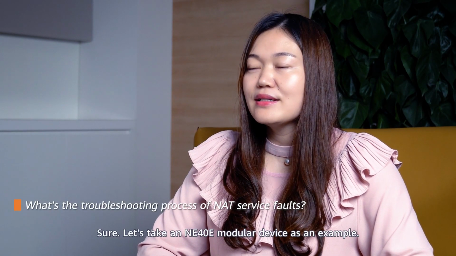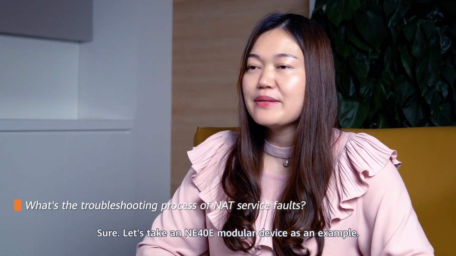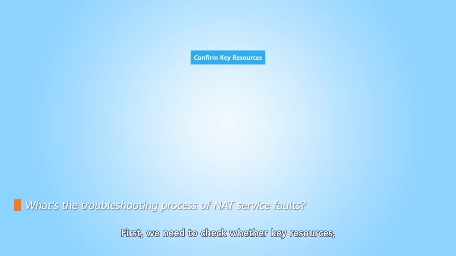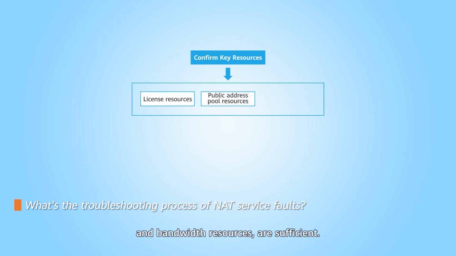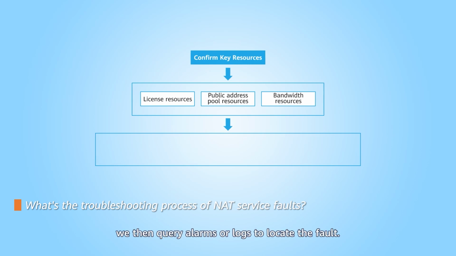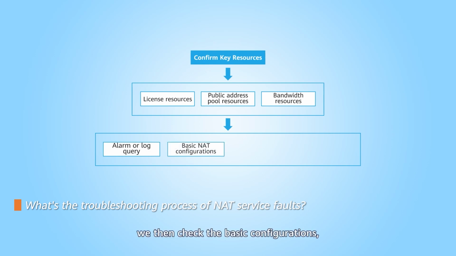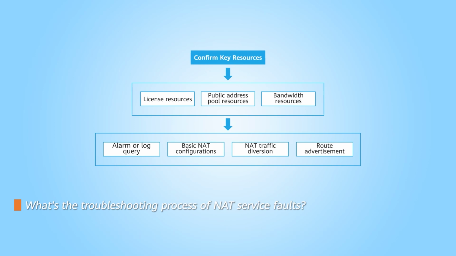Sure. Let's take an NE40E modular device as an example. First, we need to check whether key resources such as license, public address pool, and bandwidth resources are sufficient. If these are all sufficient, we then query alarms or logs to locate the fault. If the alarms and logs are all correct, we then check the basic configurations, including traffic diversion and route advertisement.